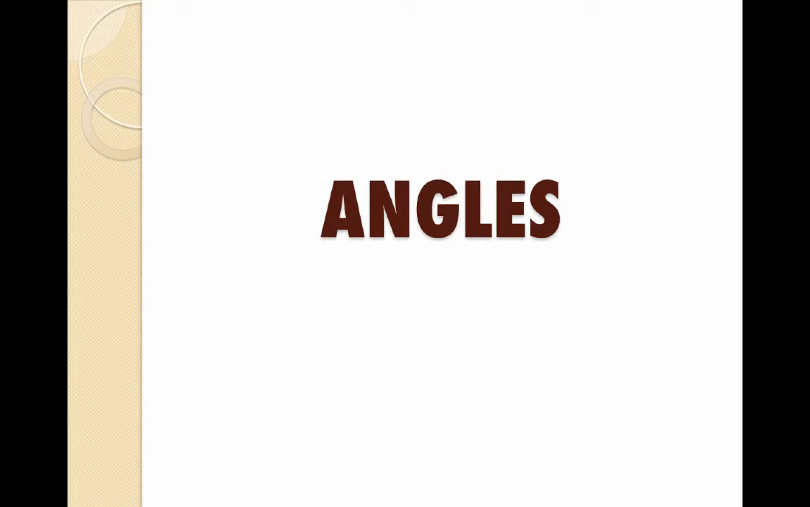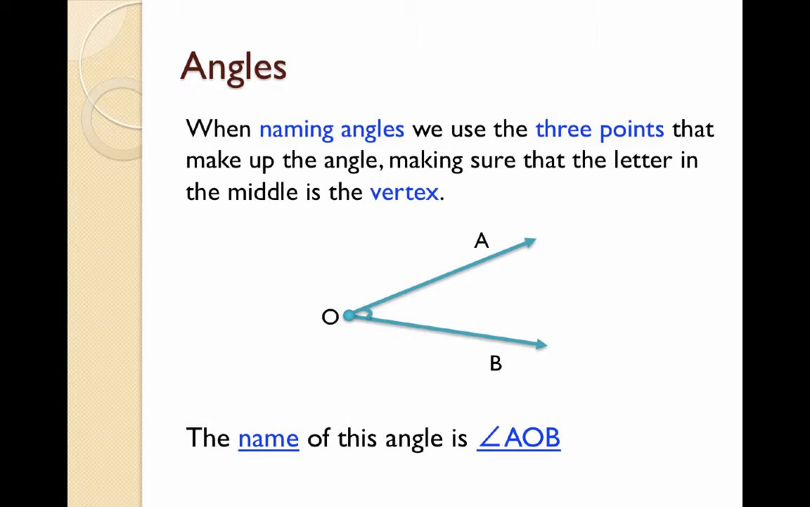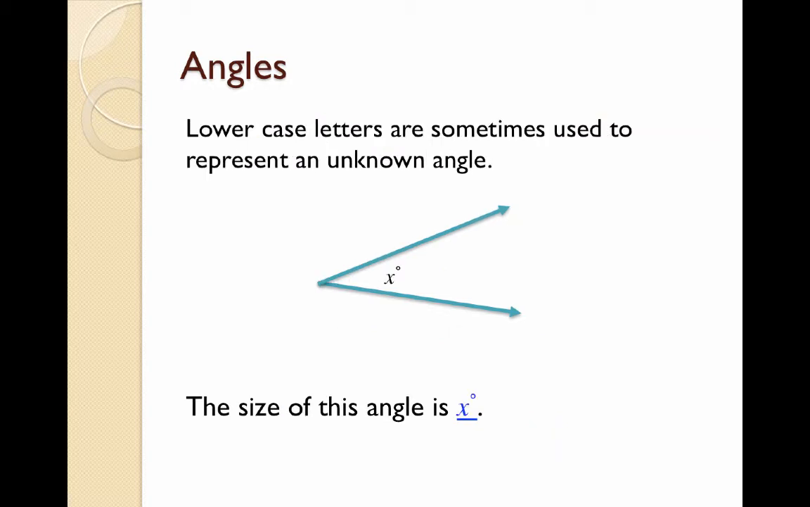Let's have a look at how we make up angles, things that you would have seen in primary school. Where we have 2 lines which we call arms, where they meet, it's called a vertex. And this is where an angle is formed. 2 arms meet at a vertex to make an angle. When we name angles, we use the 3 points that make up the angle, making sure that the letter in the middle is the vertex. The name of this angle is angle AOB. O is in the middle because that is where the vertex is.